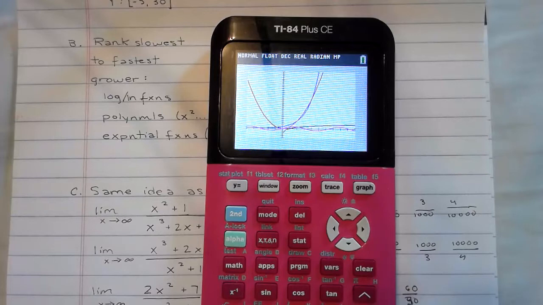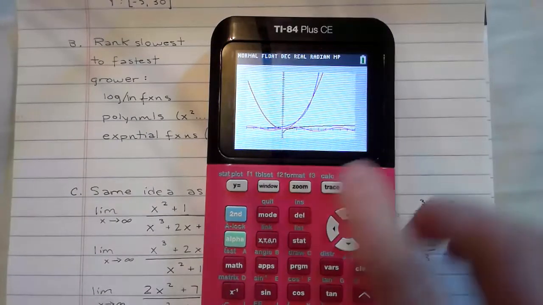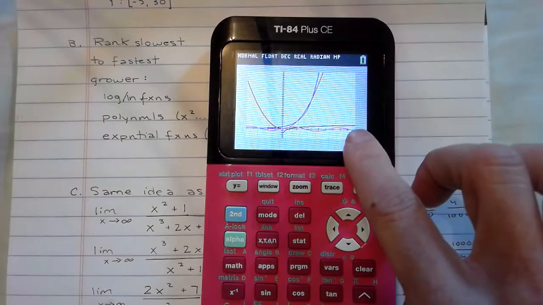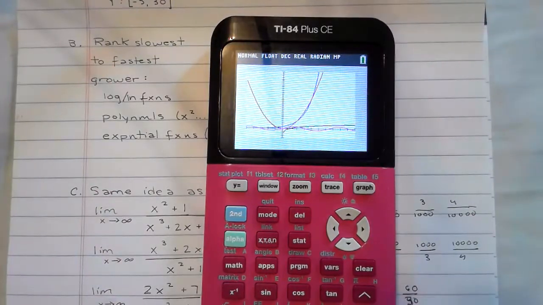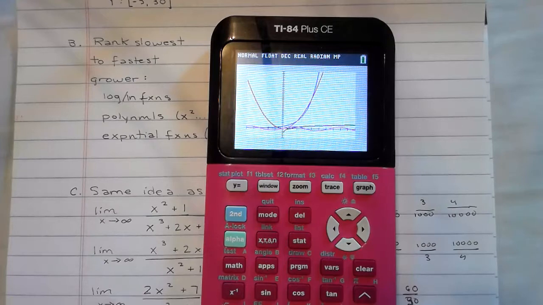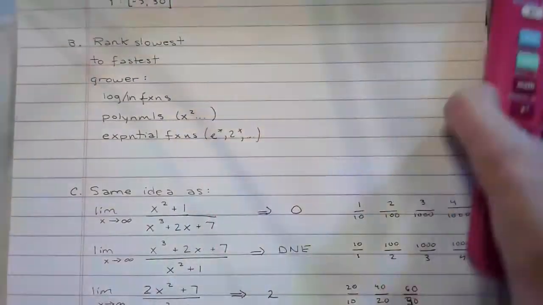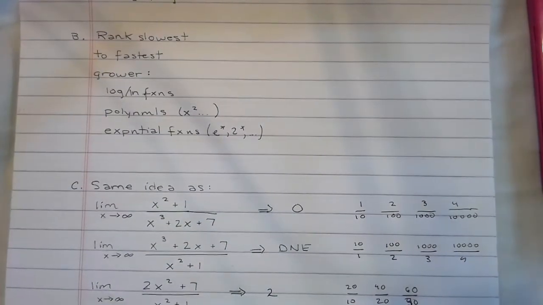Same with cosine. So it's an even slower grower if we're looking at magnitude. It's not really growing. It's just ping-ponging back and forth between two values. It even has less magnitude than the natural log does. So we can use this idea when we're talking about way out at infinity for a lot of different functions.